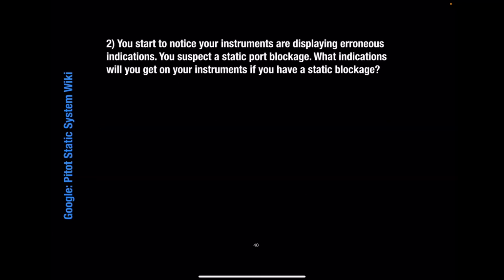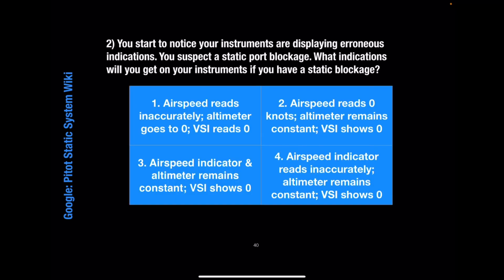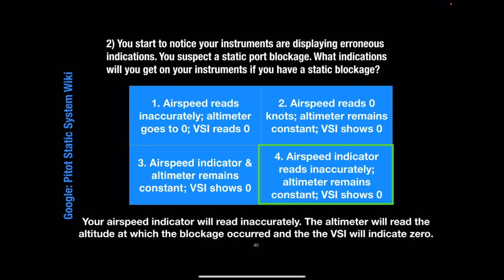Okay. You start to notice your instruments are displaying erroneous indications. You suspect a static port blockage. What indications will you get on your instruments if you have a static port blockage? All right, I'm going to give you 15, 20 seconds for this one. Five, 4, 3, 2, 1. Answer: airspeed indicator reads inaccurately. The altimeter is going to be constant and your VSI shows 0.